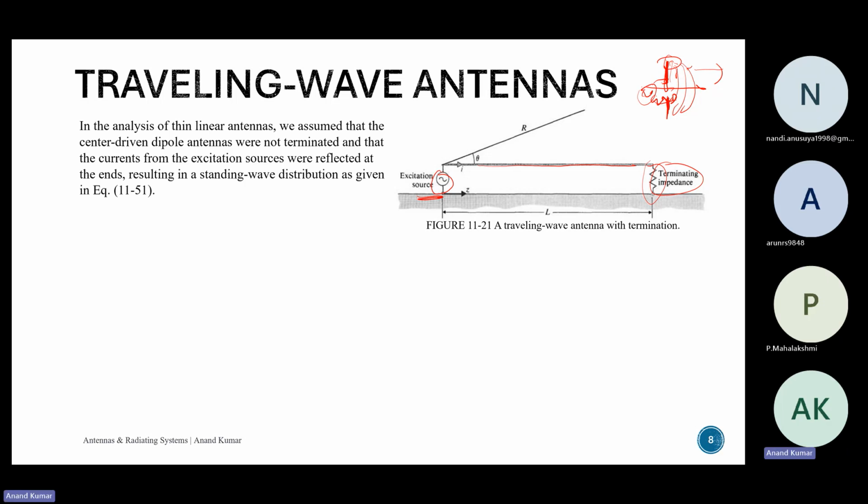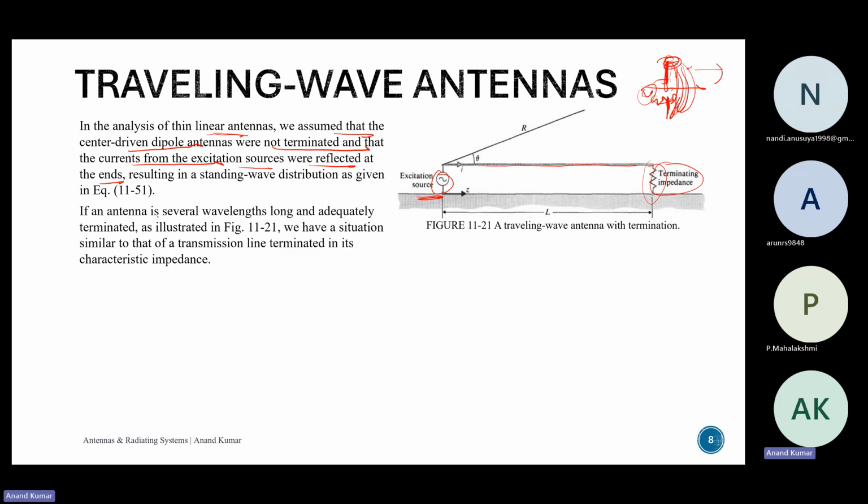In the analysis of thin linear antennas, we assumed that the center-driven dipole antennas were not terminated, that the currents from the excitation sources were reflected at the ends. So in these cases, we assumed that the currents were reflected from the ends, and these contributed to the standing wave distribution.